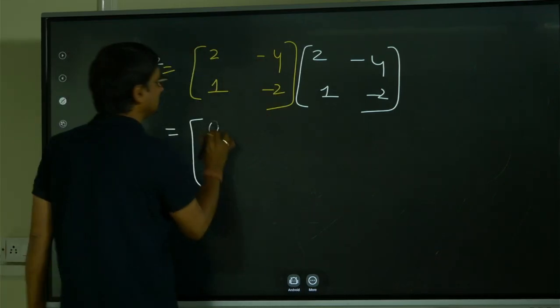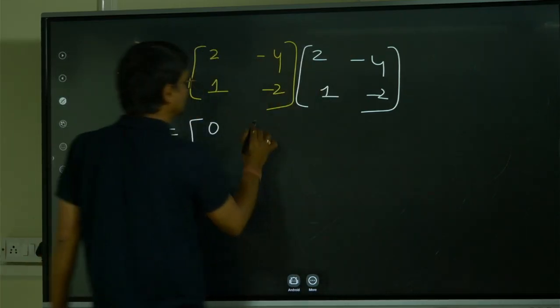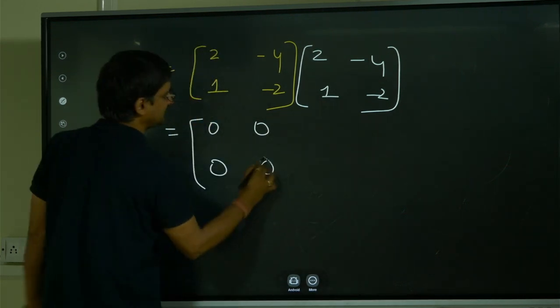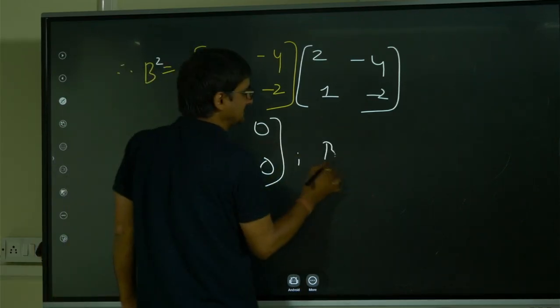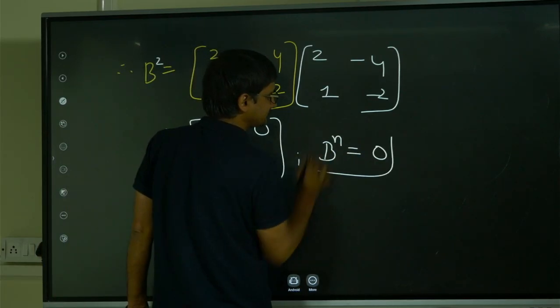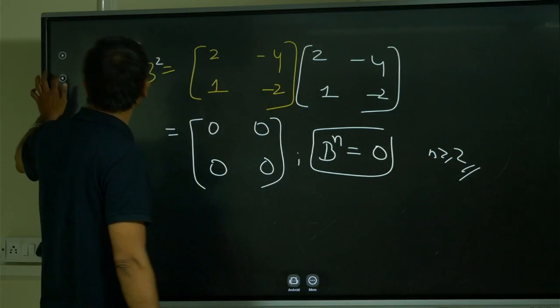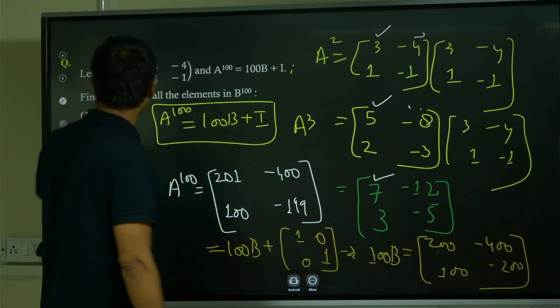So 4 minus 4 is 0, great. Minus 8 plus 8 is 0, very good. 2 minus 2 is 0, okay, nice. So B square is 0, so that means after the square, for any power, it has to be 0. So B raised to the power 100, 200, 500, whatever it is, the answer has to be 0.